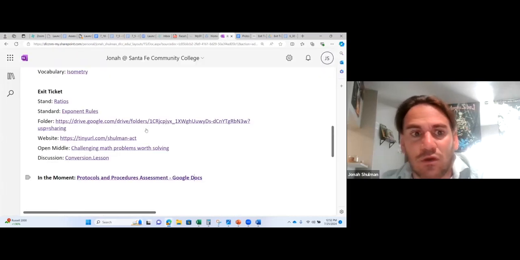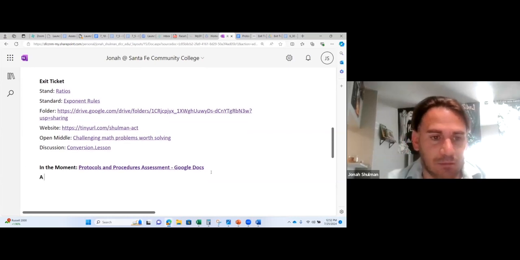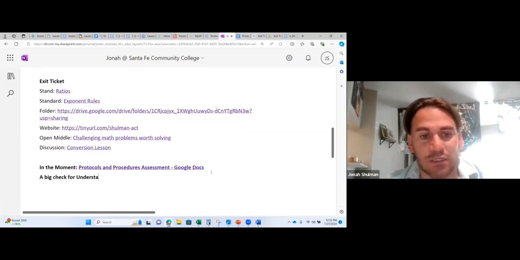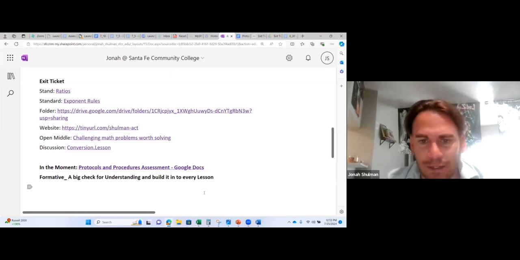So to me, what is a formative assessment? It's honestly just a big check for understanding, and you should build that in. That's all it is. That's all formative assessment is. Why is it important?